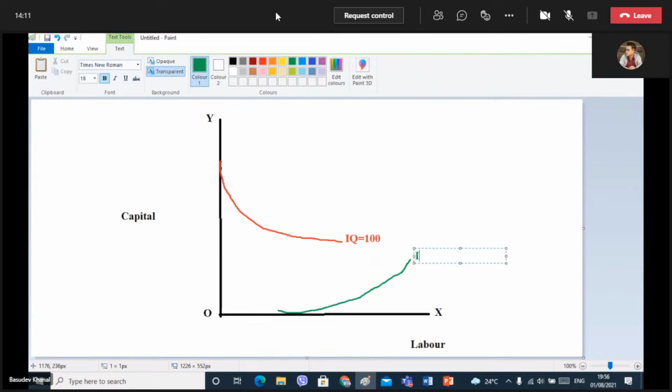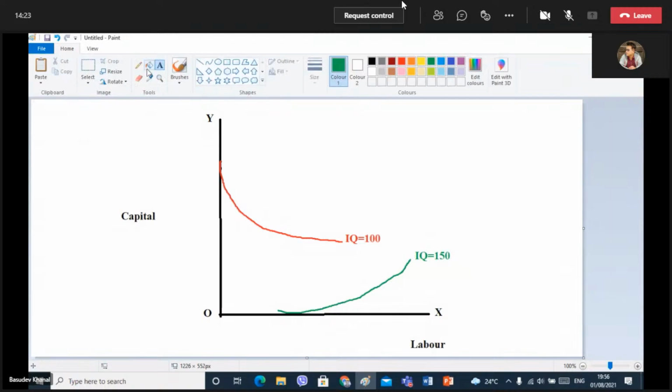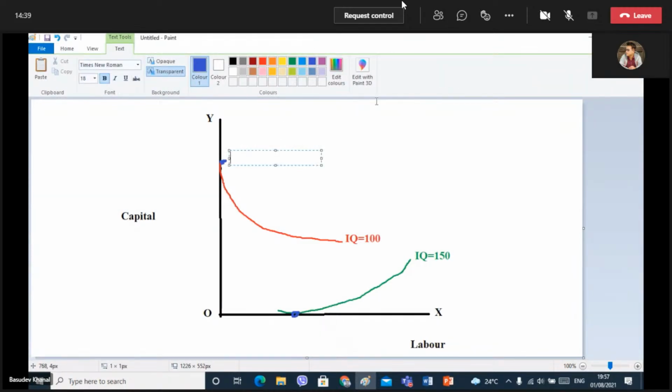This is IQ, equal to, let's say, it also represents 150 units. And at this point, let's mark here, in this point and in this point. Let's give the names A and B.